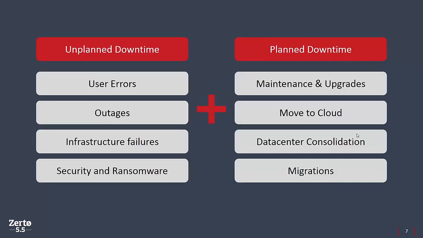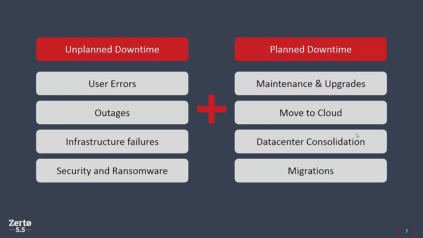Why is that? Because most corporations today can't deal with any planned downtime or unplanned downtime, be it from user errors or outages, infrastructure failures, or even ransomware. How do you understand the unplanned downtime, plus when you have planned downtime? How do you take into account being able to do moves, adds, and changes, maintenance and upgrades?